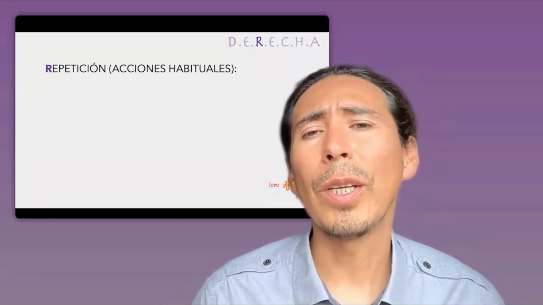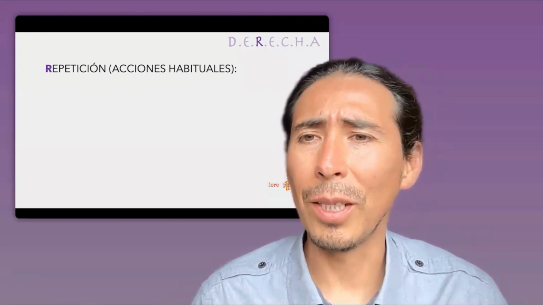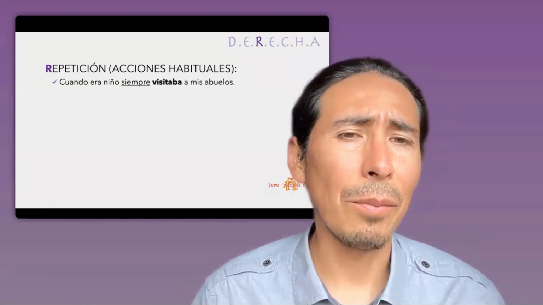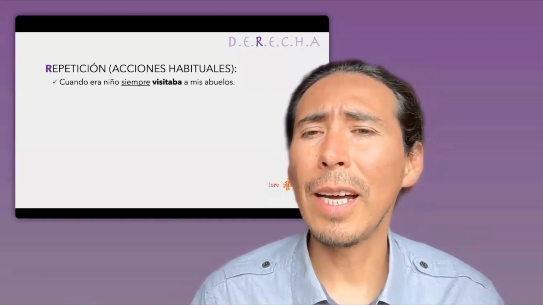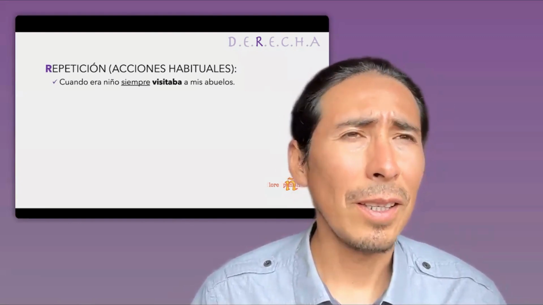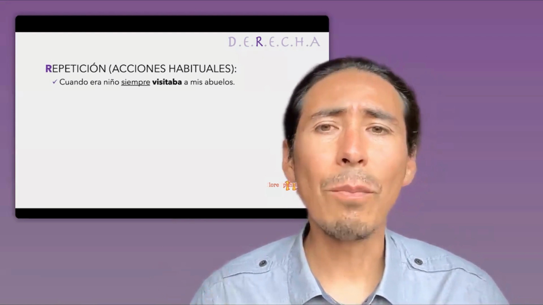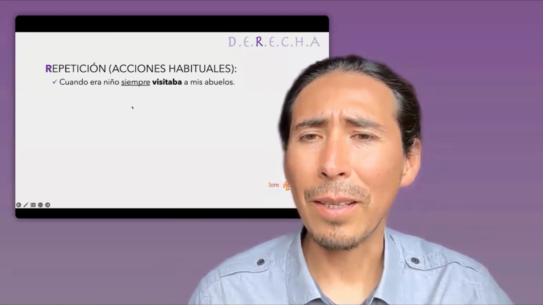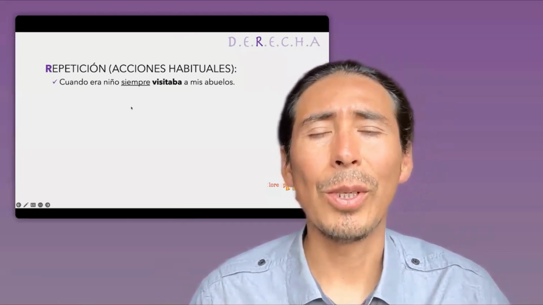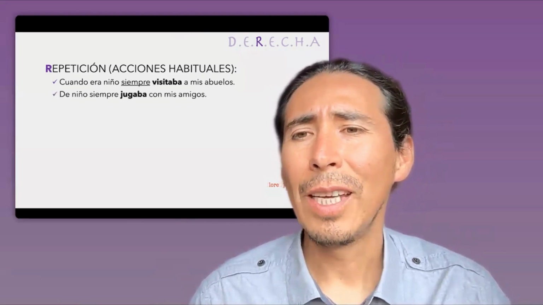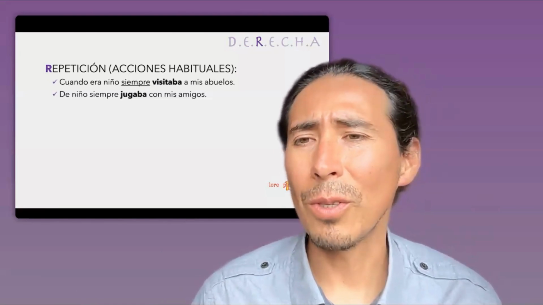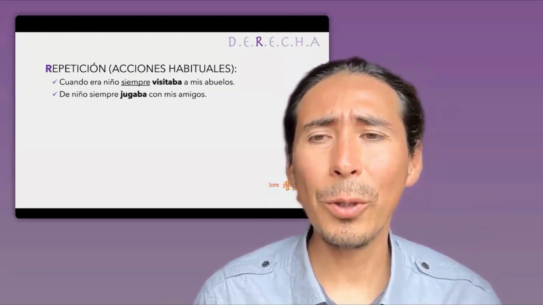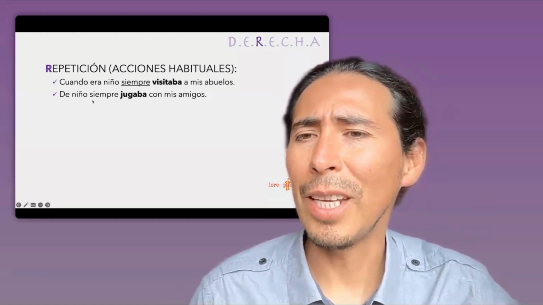That is what we were doing in the previous example at the beginning of the video. Cuando era niño, siempre visitaba a mis abuelos. When I was a child, I used to visit my grandparents. So this is important for repetitions. The adverb siempre is going to help us a lot to understand. I used to. De niño siempre jugaba con mis amigos. When I was a child, I used to play with my friends. Another way to say cuando era niño is de niño, just de niño.